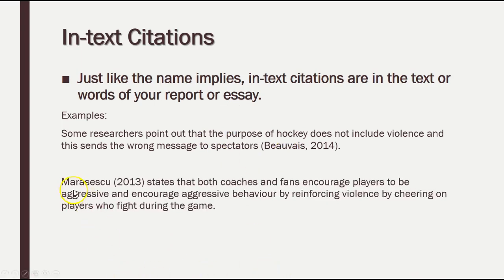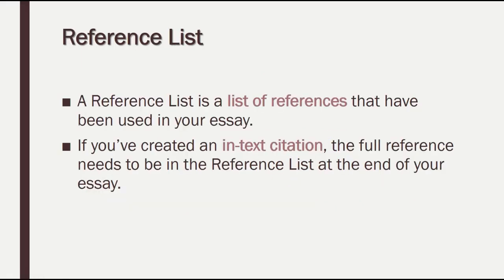Here's another example. Marascu, 2013, states that both coaches and fans encourage players to be aggressive. Here's the author's last name and the year, and you can see that this time the author's last name is included right within the sentence itself. Marascu states that blah blah blah. And so that's a different way of doing it. You've got the author's last name and the year just in brackets, and then you've got both the author's last name and the year in brackets in this case. Those are two examples of in-text citations.